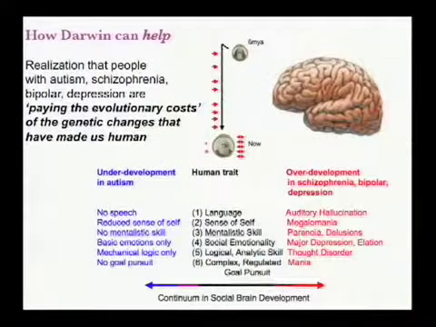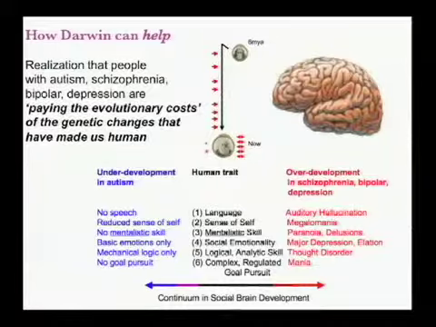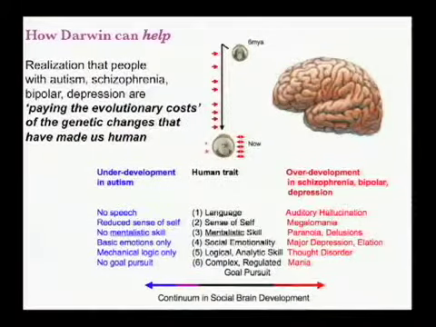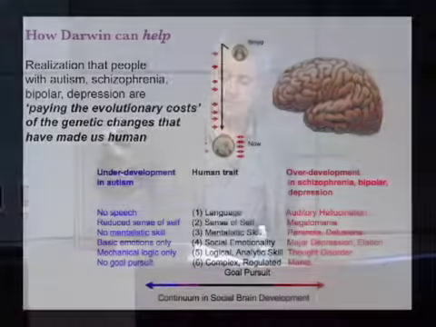And finally, how can these ideas help more generally? Well, if these ideas that I've described are correct, and we should start finding out before too long, because all of these ideas are testable, then we come to the realization that people with autism, schizophrenia, bipolar, and depression, in the context of the evolution of these social brain traits, which are underlain by genetic variation, to the extent that these ideas are true, to the extent that this spectrum is real, these individuals are paying the evolutionary costs of the genetic changes that have made us human.